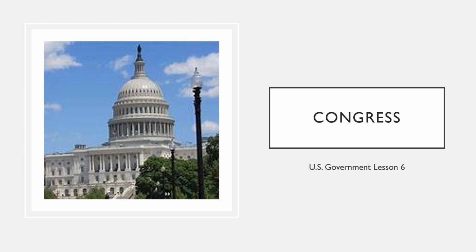Now, we're talking about at the federal level or the national level. You remember federalism is you've got federal, state, and local governments. Well, we're talking about the federal government, and the head of the lawmaking part of our federal government is called the Congress. So we're going to be looking at that today, and as we move forward, hopefully, you'll understand how Congress operates and works.